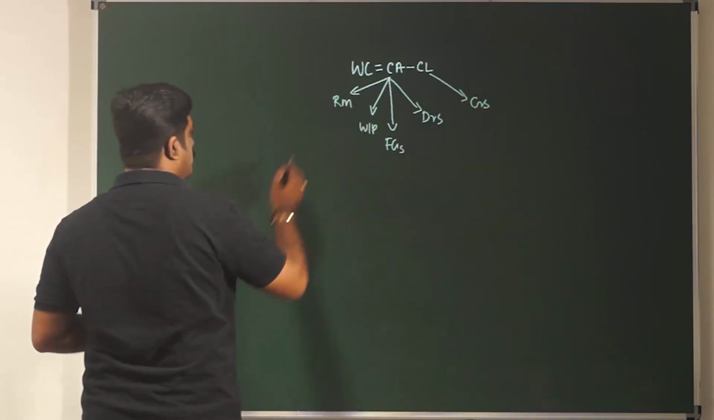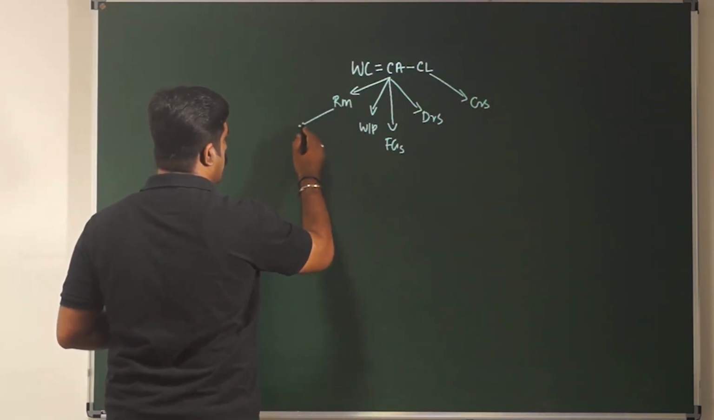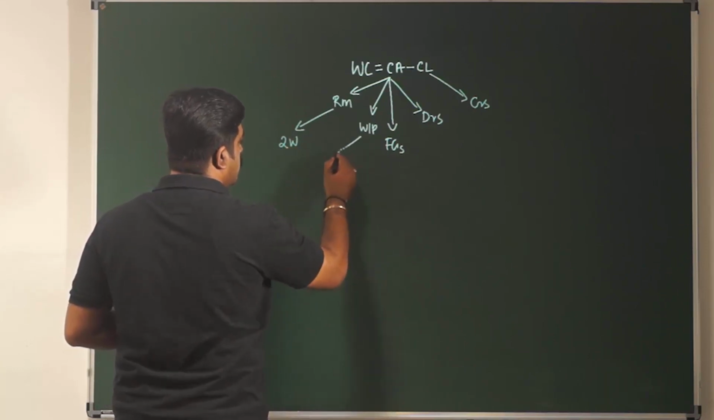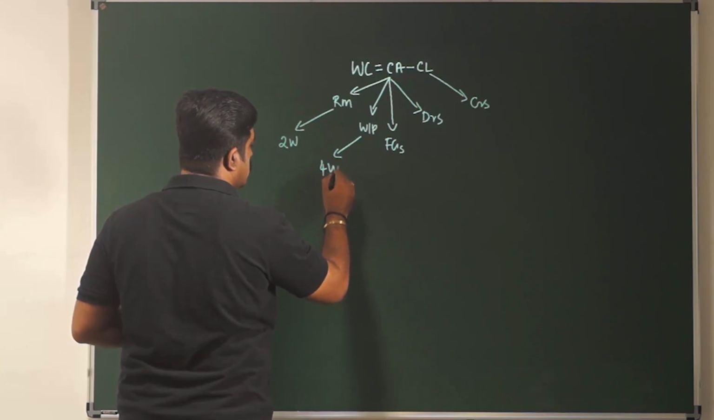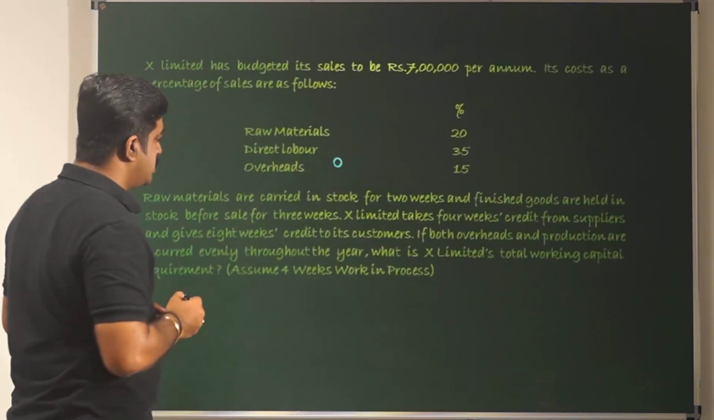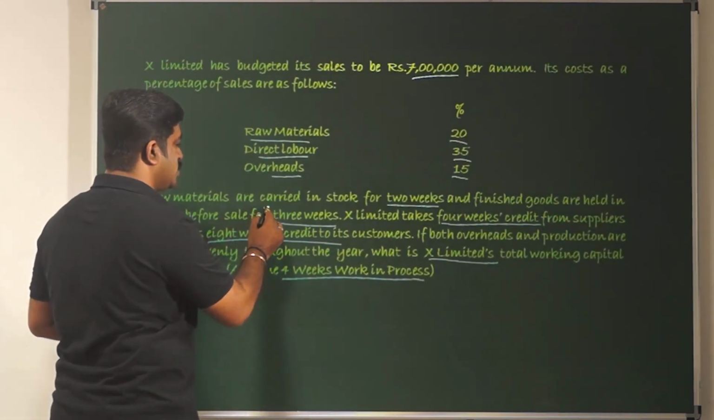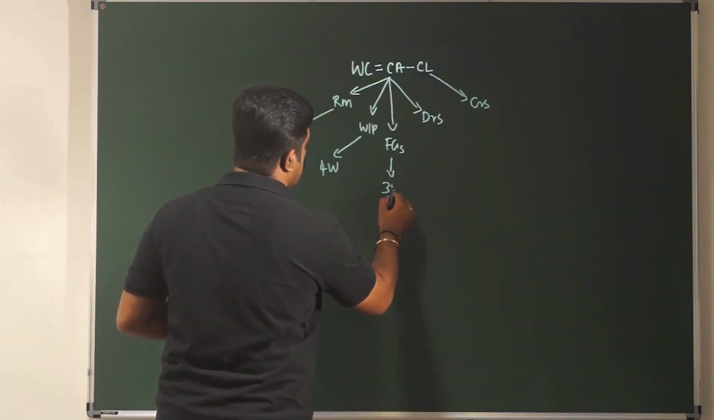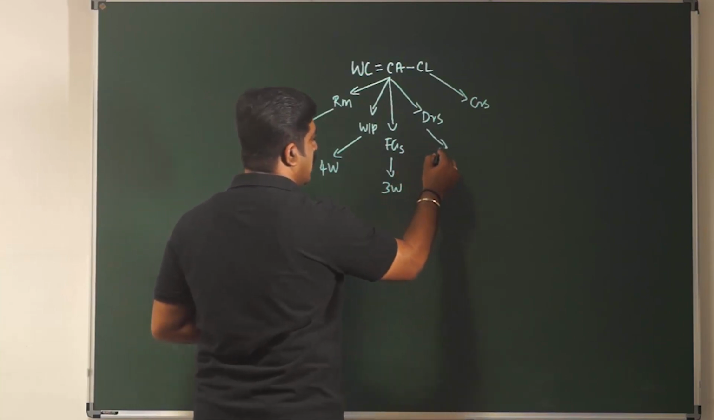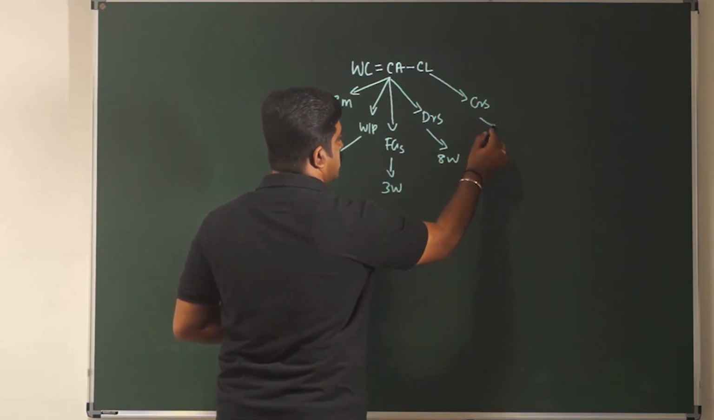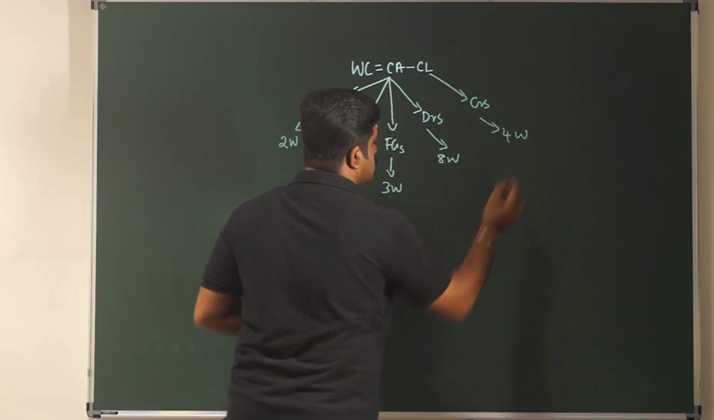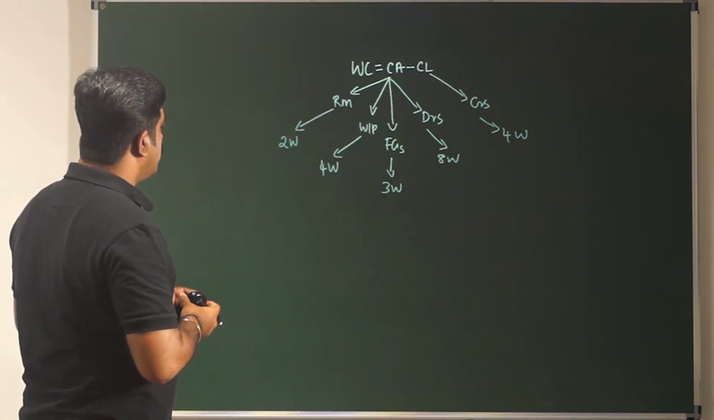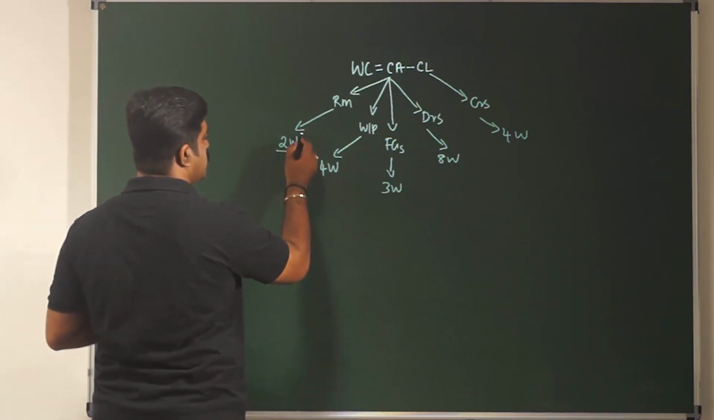Now, what information do we have regarding raw material? The question says 2 weeks of raw materials are maintained. Work in progress is 4 weeks. Finished goods is around 3 weeks. What about debtors? Debtors is 8 weeks and creditors are 4 weeks. So we have all the information in periods. It means we should find out the value of these items for these many periods.